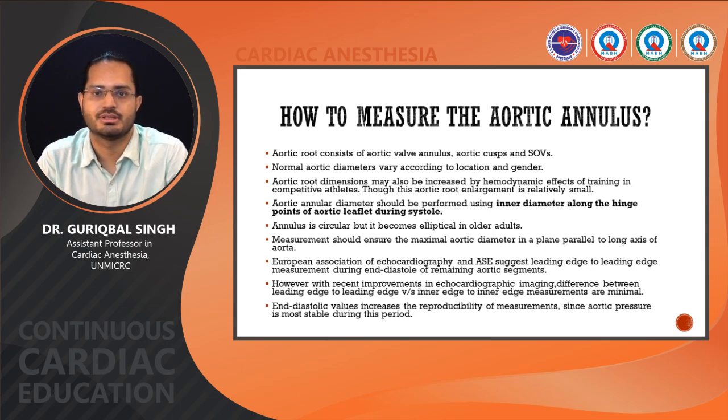The aortic root consists of the aortic valve annulus, aortic cusps and sinuses of Valsalva. Normal aortic diameters will vary according to location and gender. Now, the aortic annular diameter should be measured using the inner diameter along the hinge points of the aortic leaflets during systole. The annulus is circular, but it becomes elliptical in older adults, and the measurement should ensure the maximal aortic diameter in a plane parallel to the long axis of the aorta.